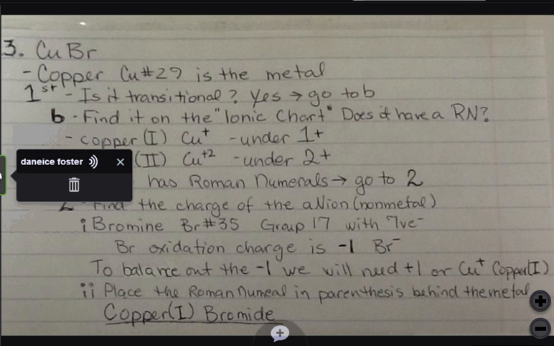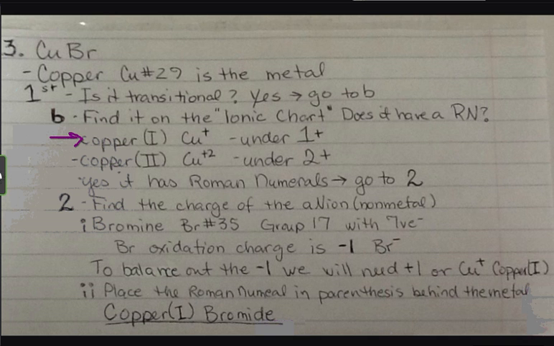So now we get to do one with some Roman numerals. We had copper 1 that has a positive 1 charge, and we found copper 2 with a positive 2 charge. So yes, it is a Roman numeral. Now we go to number 2. Find the charge of the anion, or the nonmetal. So where is our nonmetal? Our nonmetal is right here. So it is bromine. So let's go find it. It'll be on the right-hand side of the periodic table. It is a nonmetal, or an anion.